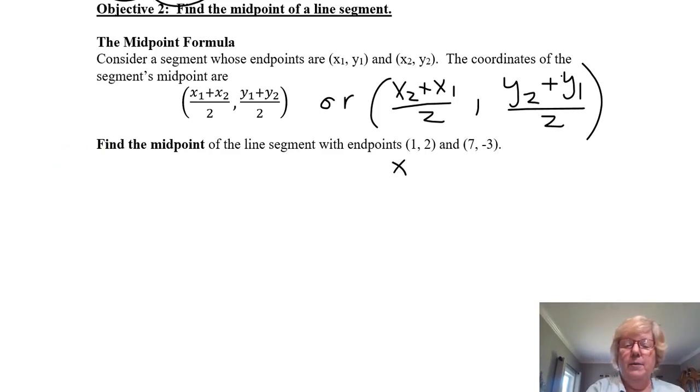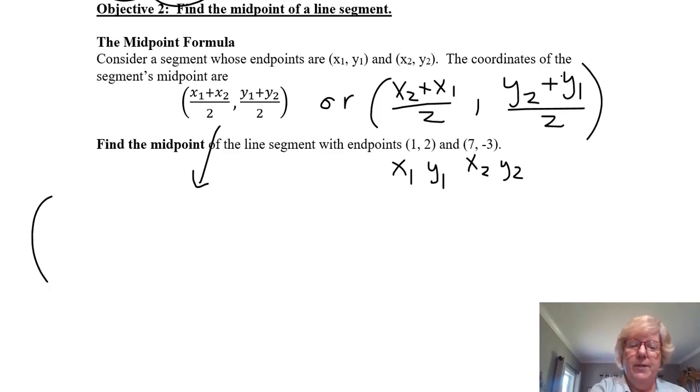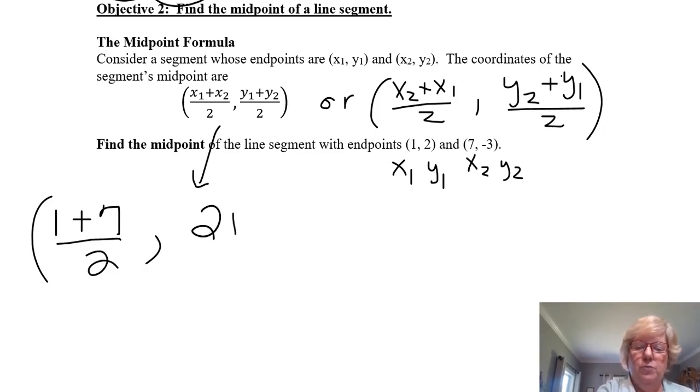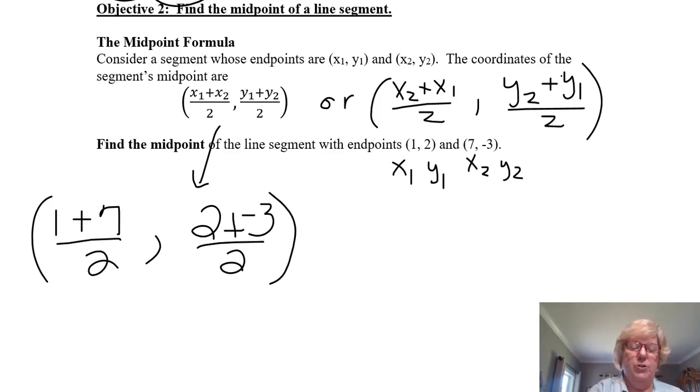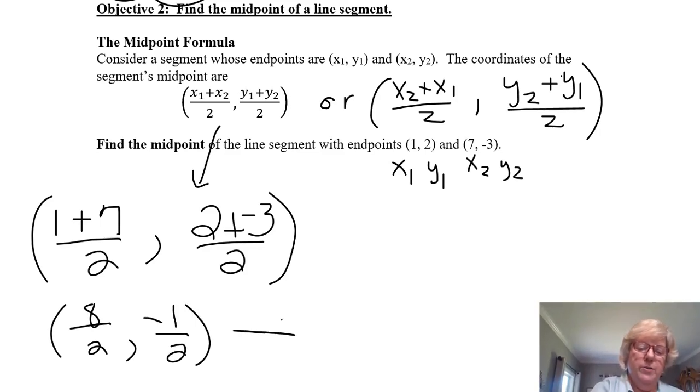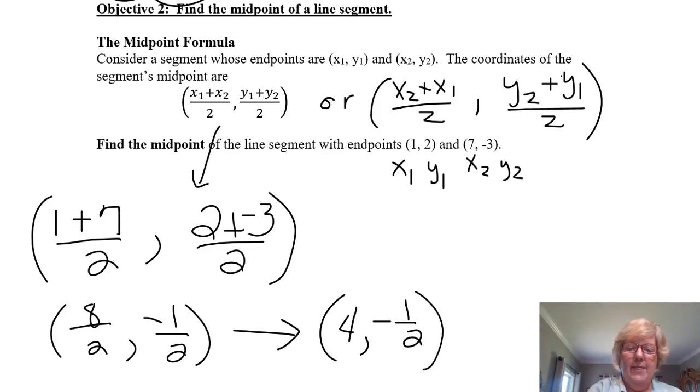Now let me label my points, x1, y1, x2, y2. I'm going to substitute that in. That would actually be 1 plus 7 over 2 and 2 plus -3 over 2. You're always dividing by 2. That's going to be 8 over 2 and -1 over 2, which will simplify as 4, -1/2. That is the midpoint between those two given points.